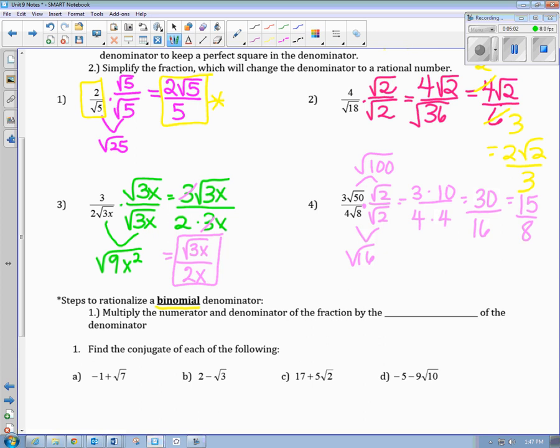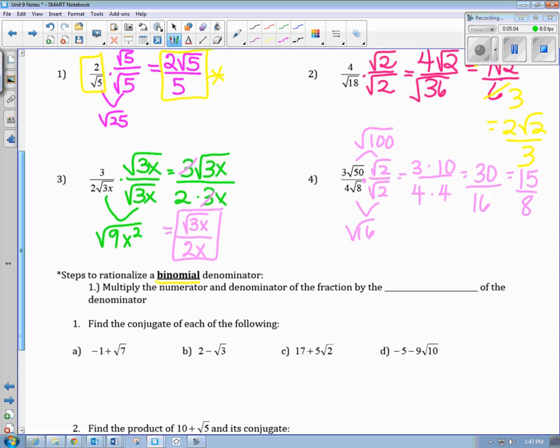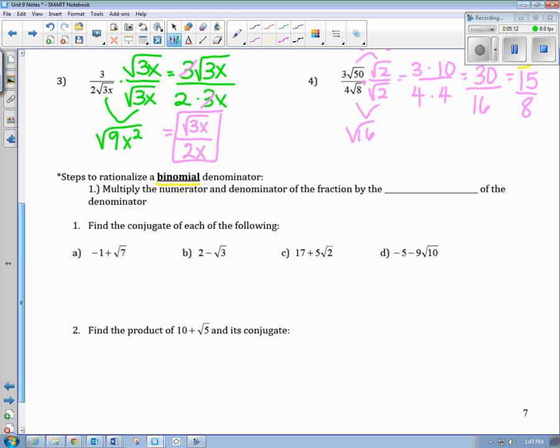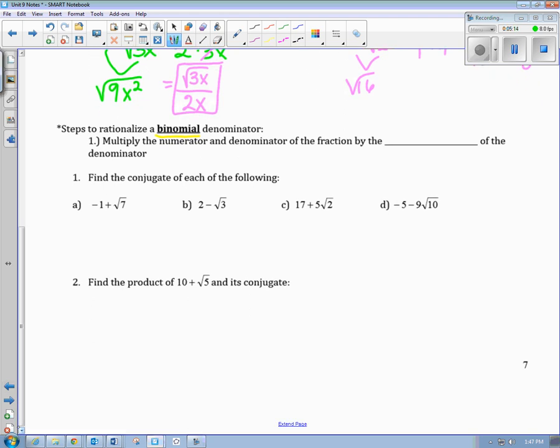If we go on to the second part of the notes for rationalizing denominators, what's going to happen on these is that you will have a binomial in the denominator of your fraction. Before we can actually go through the whole process with these, we need to talk for a minute about a vocabulary word that's called the conjugate. Our steps to rationalize a binomial denominator are that we are going to multiply the numerator and denominator of the fraction by something called the conjugate.